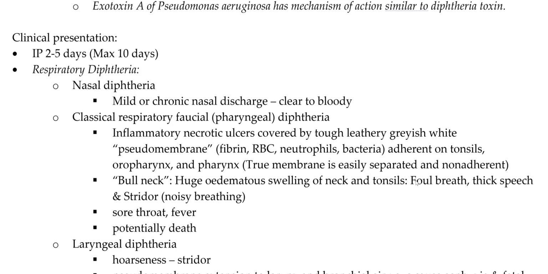and asphyxia. A bull neck is basically a huge edematous swelling of the neck and tonsils, and this is a very severe presentation of diphtheria. Usually, the patient has foul breath, thick speech, noisy breathing, which is known as stridor, sore throat, and fever. If not treated, it can cause complications and death. So that is the classical diphtheritic presentation, which is also seen in our case today.